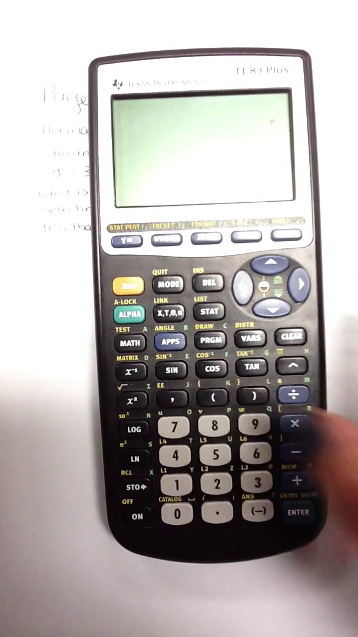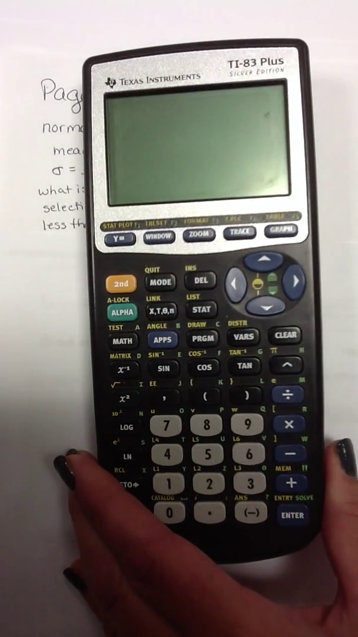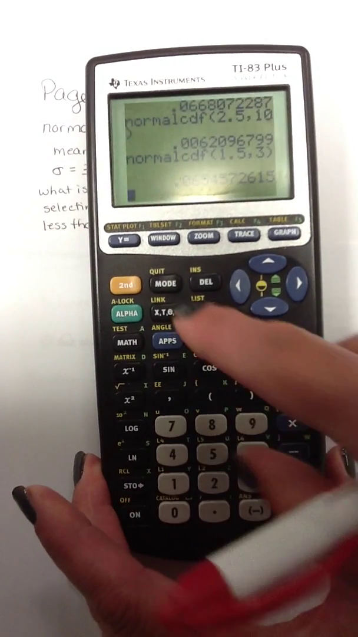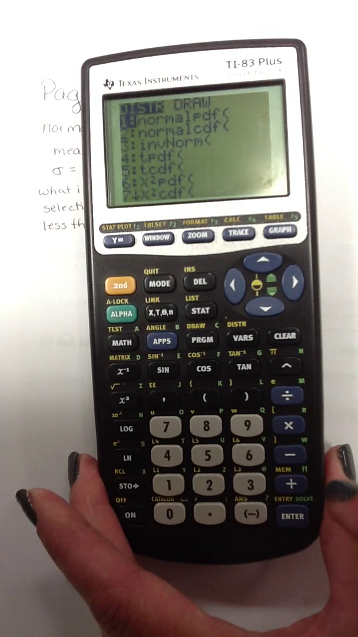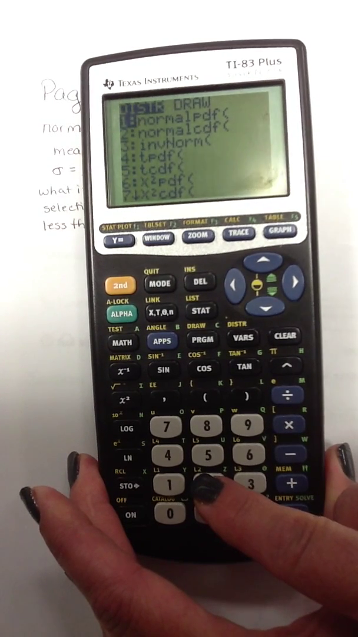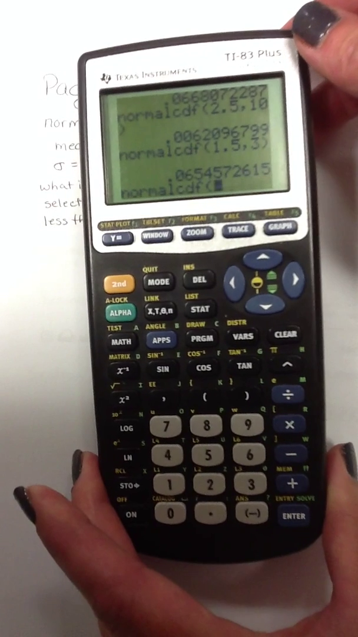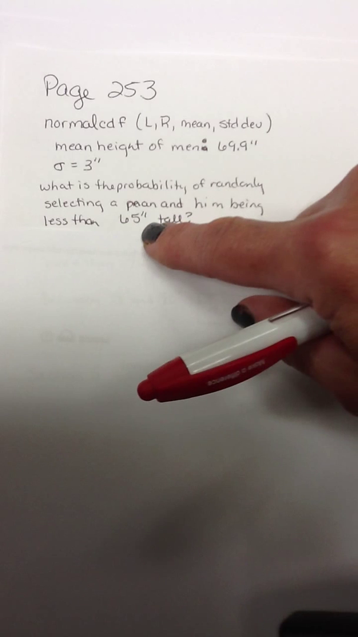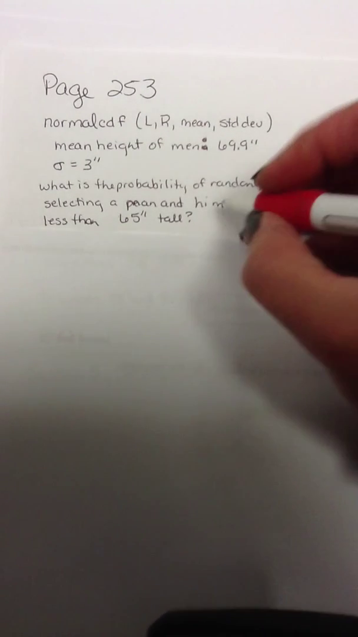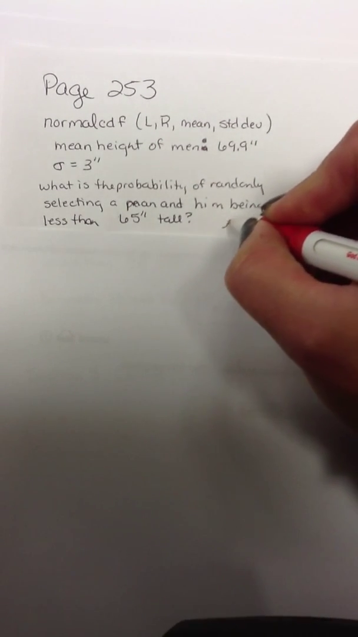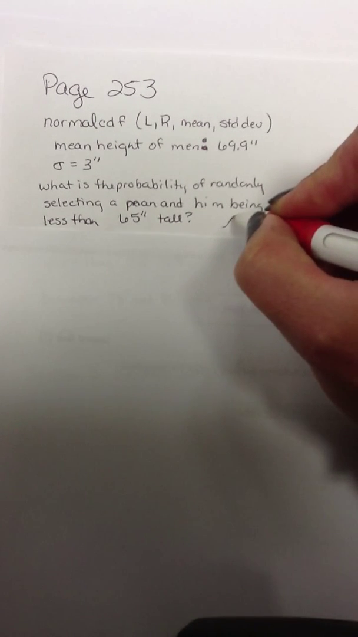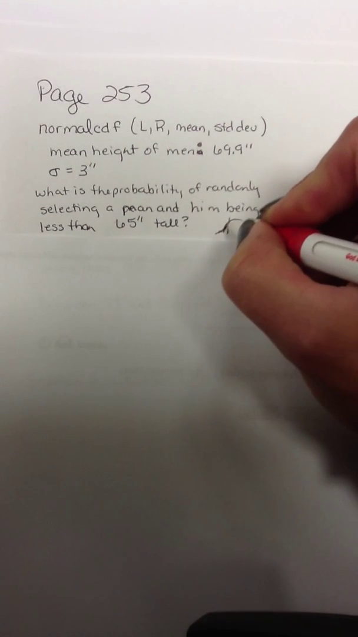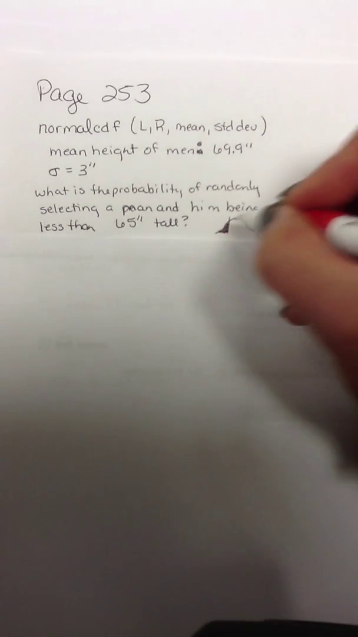inches tall. So on my calculator, I'm going to go ahead and hit second distribution. Oh, better turn it on first. Second distribution. And I'm going to choose the normal CDF function. Now notice I have less than 65 inches tall. So I need to have a left bound. I want 65 and below. So if this was a normal chart, 65 is below the mean, but 65 and below. So I'm looking for this probability.